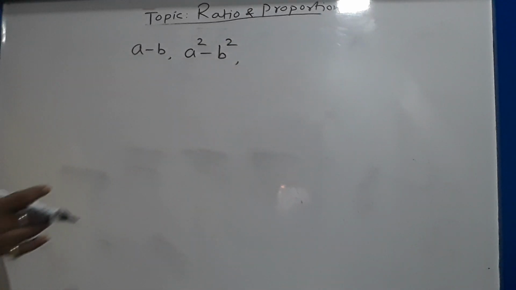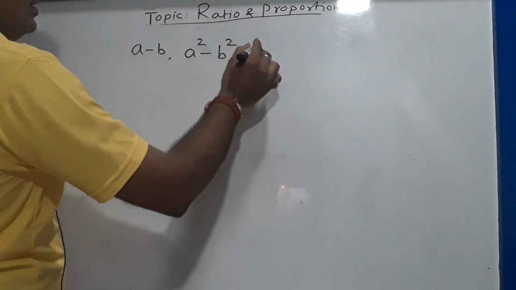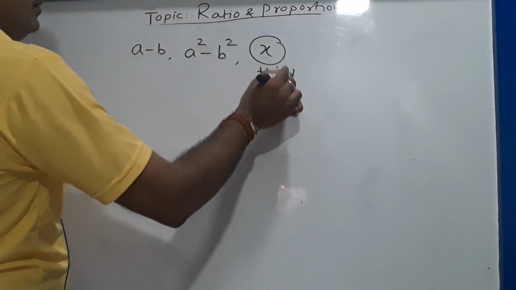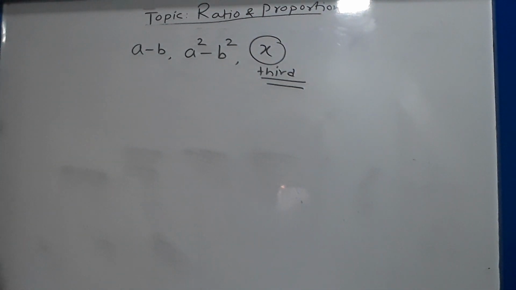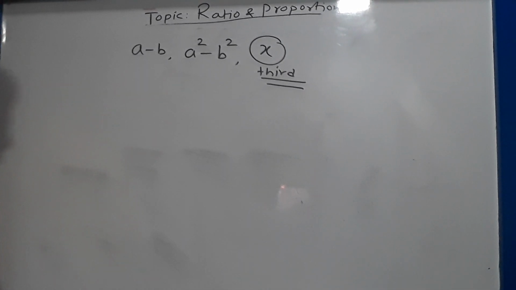Then find the third proportion. First number, second number, then find the third proportion. Third proportion we take x. Clear? So find the third proportion of these two numbers.